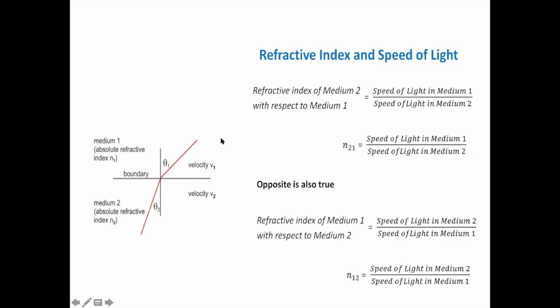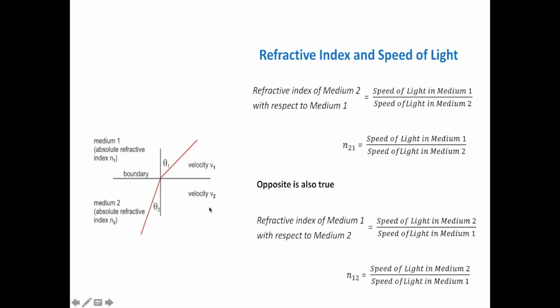That means the speed of light in medium 1 upon the speed of light in medium 2. Okay, I want to find the refractive index, how much light is bending in medium 2, so I have to calculate it with respect to medium 1. That means I have to know the velocity of light in medium 1 upon the speed of light in medium 2. It is also called eta 21, which is equal to the speed of light in medium 1 upon the speed of light in medium 2. The opposite is also true.